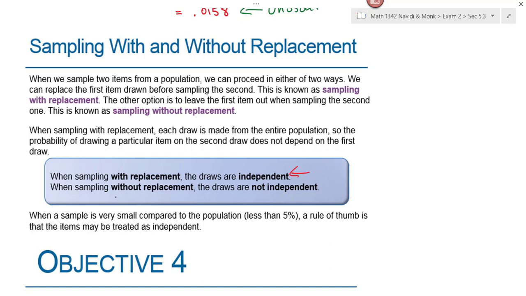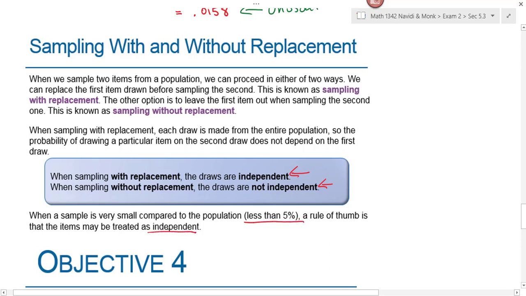But if I don't put that first card back, I'm sampling without replacement, in which case I'm going to have a dependent situation because the number of cards in the deck has now changed, and that means that I've got dependence going on. There is an exception to this when you can sample without replacement and still assume independence. We like assuming independence because the formula for finding probabilities is much easier if we can assume independence. Here's the exception rule. If your sample is less than 5% of the population, then you can assume independence.